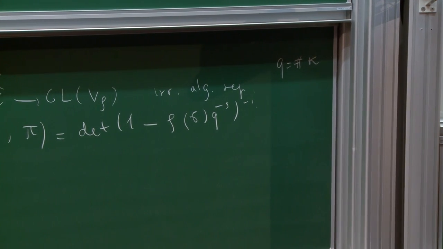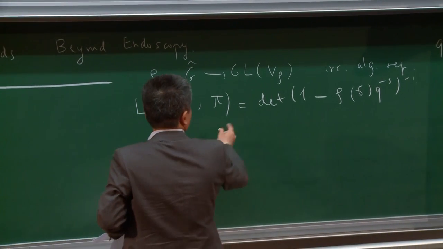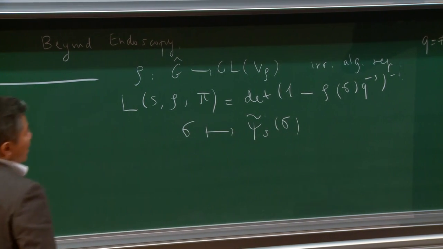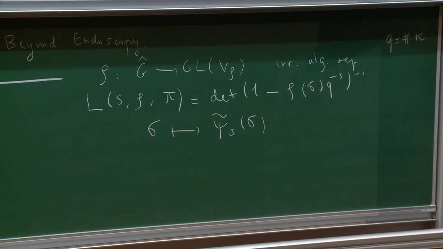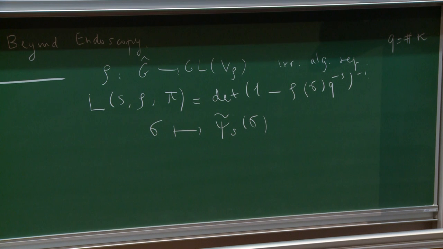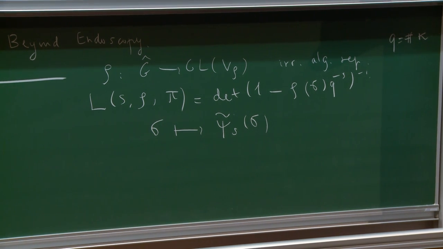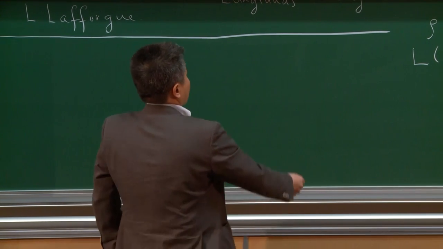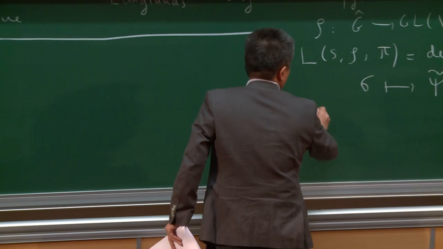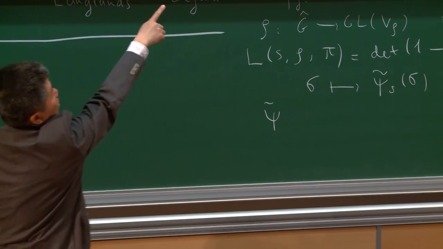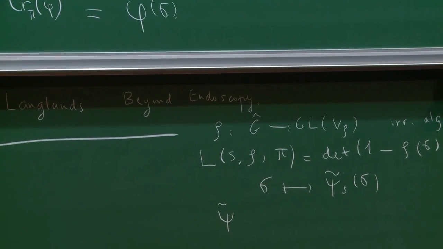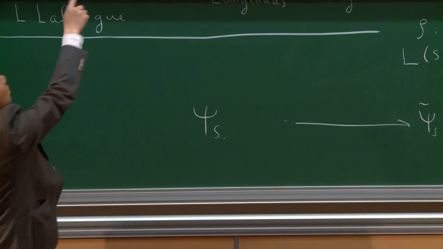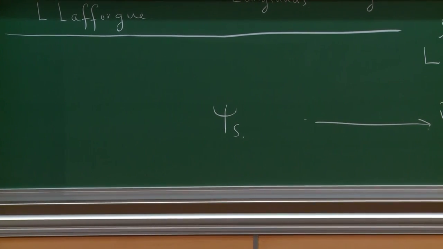Let me just denote this by a given name. This becomes a function sigma maps to psi tilde s of sigma. And now psi tilde s can be regarded as a rational function on G hat, which is invariant under the adjoint action, and depends on one parameter s. So one may ask whether one can construct a function psi s in a localization of the algebra on the left-hand side that would correspond to this function on the right-hand side.